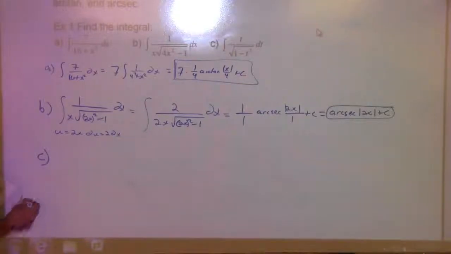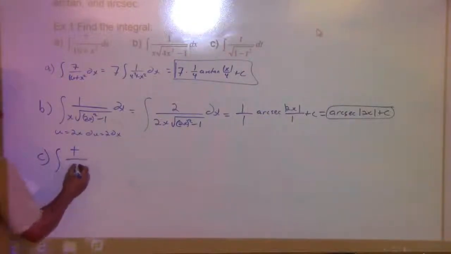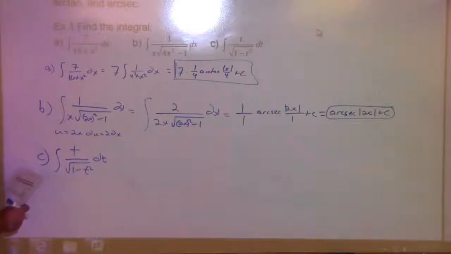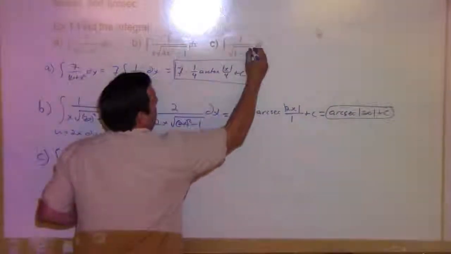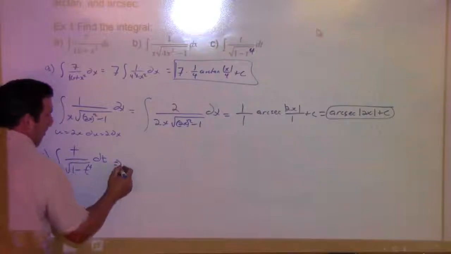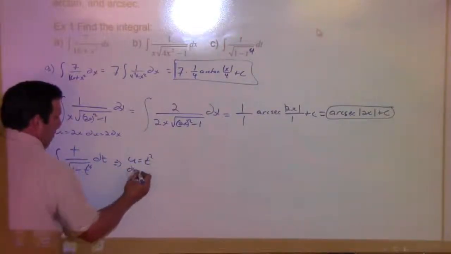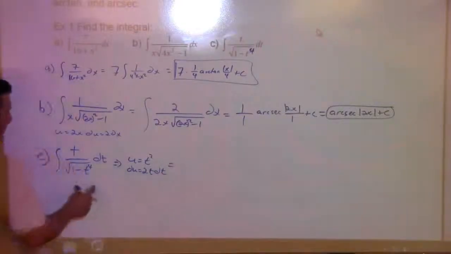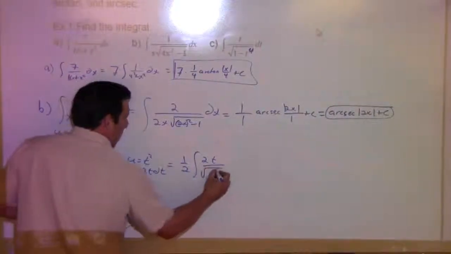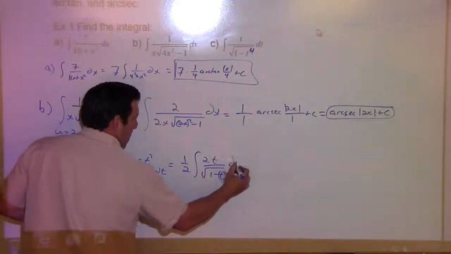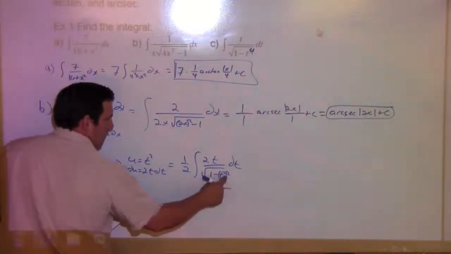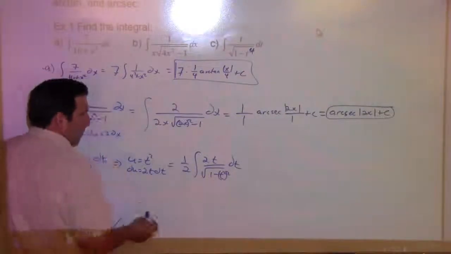And for part c, we have the integral of t over the square root of 1 minus t squared dt. This should have been t to the 4th. So change that, it's t to the 4th. Otherwise, this is not the way we can do this. So if we say u equals t squared, du is going to be 2t dt. And we can treat this as 1/2 integral of 2t over square root of 1 minus t squared squared dt. So we have our 2t dt, and we have 1 minus t squared squared, so that's our square root of 1 minus u squared.